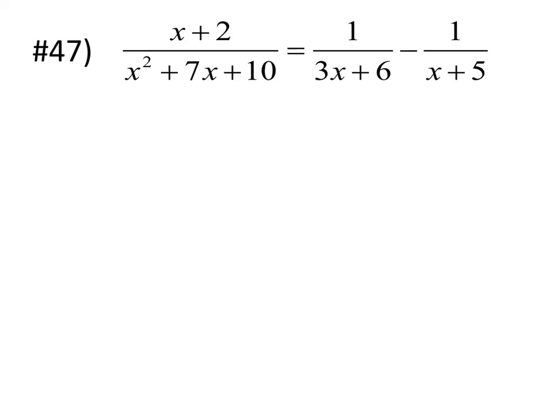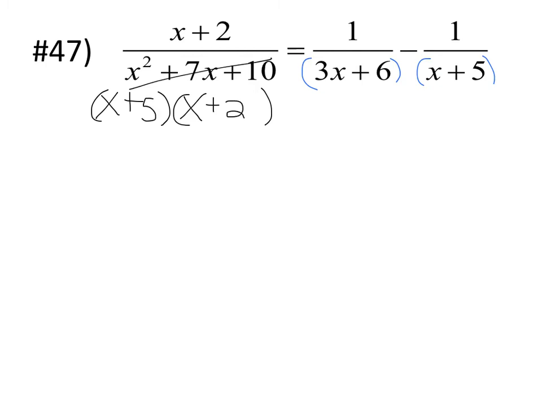Okay? All right, last one. First thing you're going to have to do is factor this piece here, which is going to give me x and x plus and plus, factors of 10 that give you 7, 5 and 2. Okay? So I need to write my LCD.